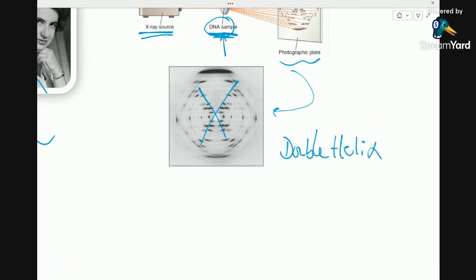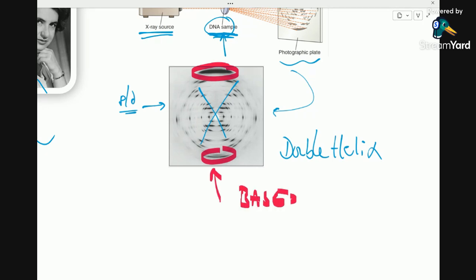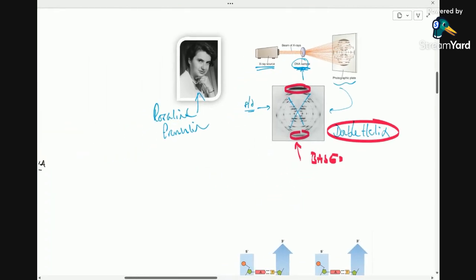So you can see that as the phosphodiester backbone. The phosphodiester backbone is those bits in blue, and the thick bits on the outside here and here represent the bases. And the key thing is that it told her that it was most likely a double helix of some sort.